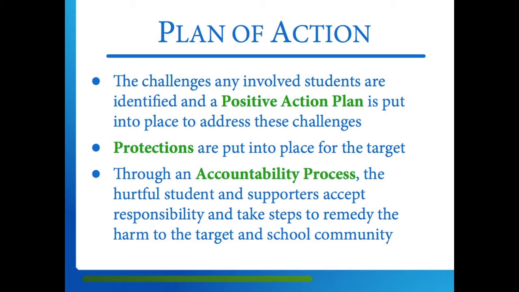Translating the civil rights guidance to a plan of action for school means that we need to identify the challenges of any involved students and put a positive action plan in place to address those challenges. It may be necessary to implement protections for the target. And through an accountability process, the hurtful student as well as that student's supporters need to be brought to a position where they accept personal responsibility and take steps to remedy the harm both to the target and to the school community.